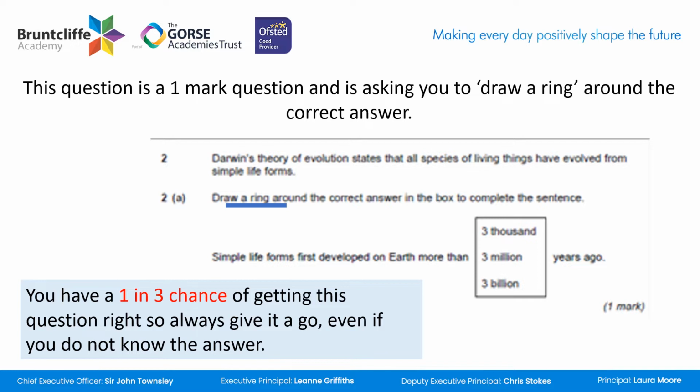Draw a ring around one that you think is the most appropriate and you never know, you may actually get this right. Leaving it blank is a surefire way to score 0 marks. Having a go, you may get it right.